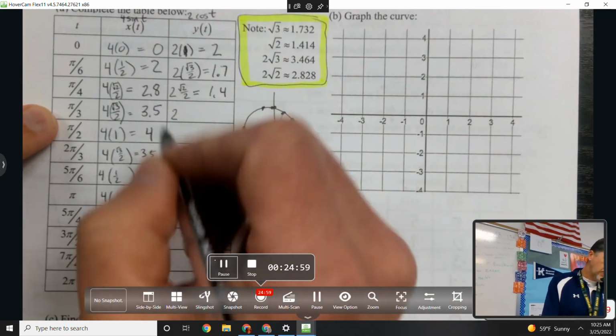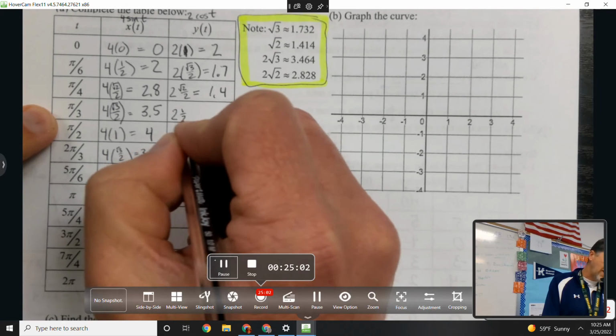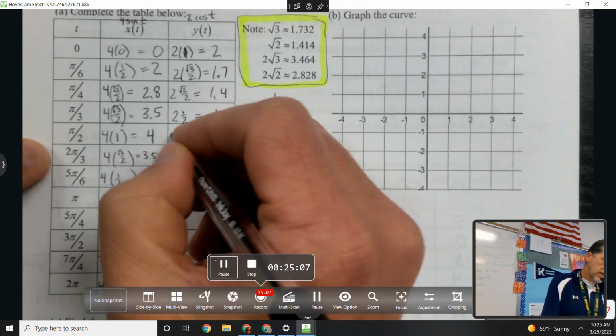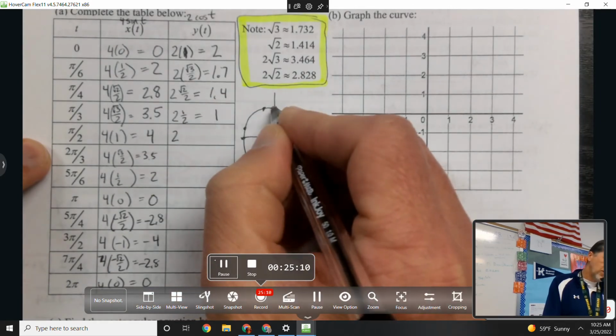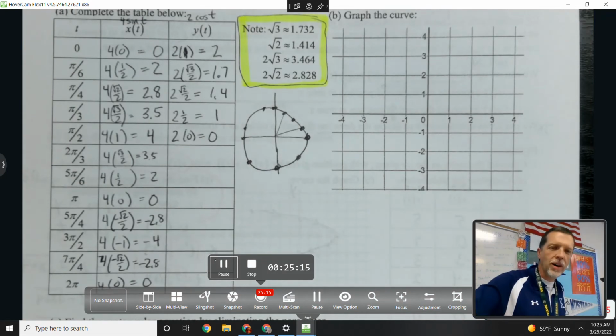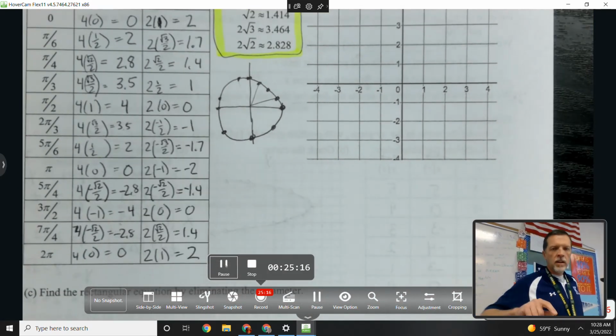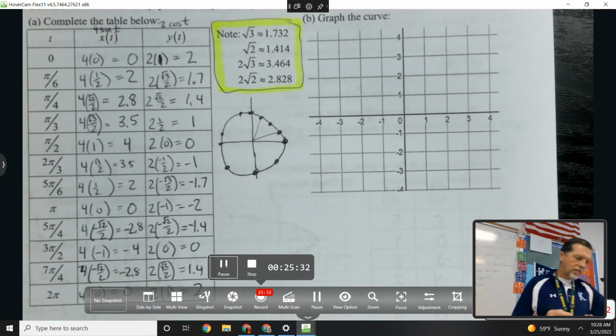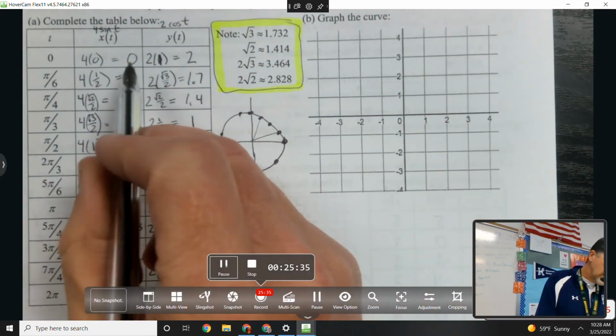Let's see, cosine of pi over 3, that's 1/2. Cosine of pi over 2 is 0. I'm going to press pause again and let you do some unit circle review. We'll check and see. And then the next step is to graph all those points. But that's easy, right? X and Y, so you don't need t anymore. We just need to graph all those x's and y's. So 0, 2.